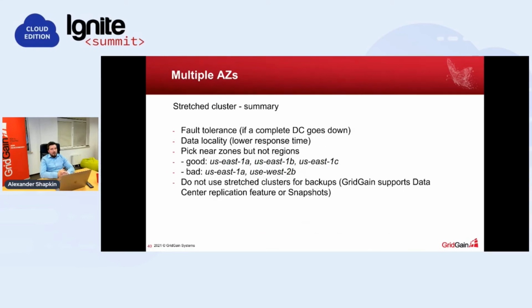So here is the summary. We use multi-availability zone deployment for fault tolerance and data locality. Prefer to pick near zones, and it is also worth mentioning that you shouldn't use a stretched cluster for backups. Instead, GridGain offers data replication and snapshot features that were designed specially for this.